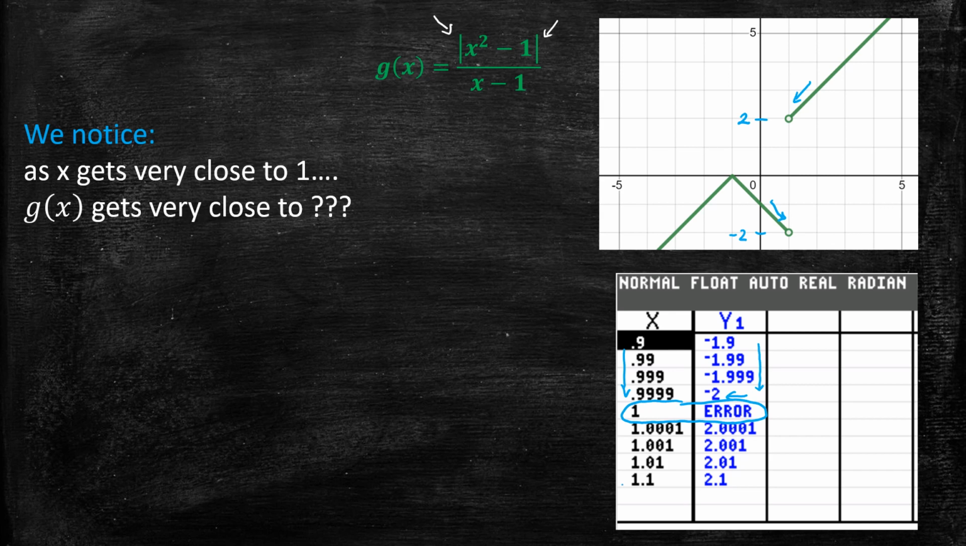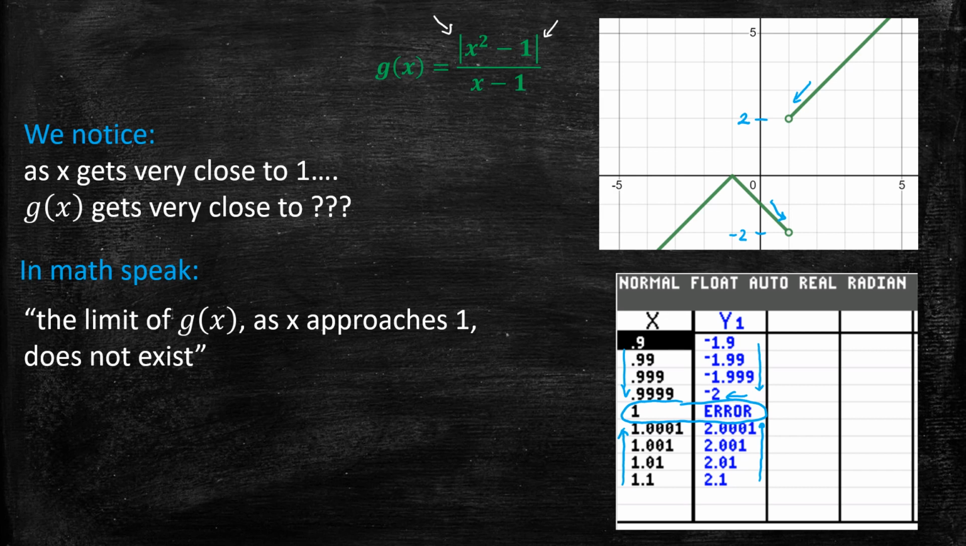And on the other side, as x approaches 1 from the right, we are approaching +2 this time, not -2. So in math speak, we say the limit of g of x as x approaches 1 does not exist in this scenario. And in math notation, we write the limit of g of x as x approaches 1; since there's no one fixed number that the y values are approaching, we say that this limit does not exist.